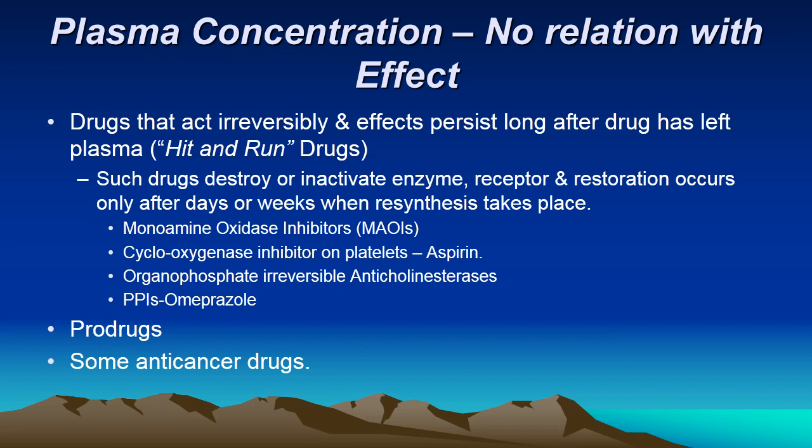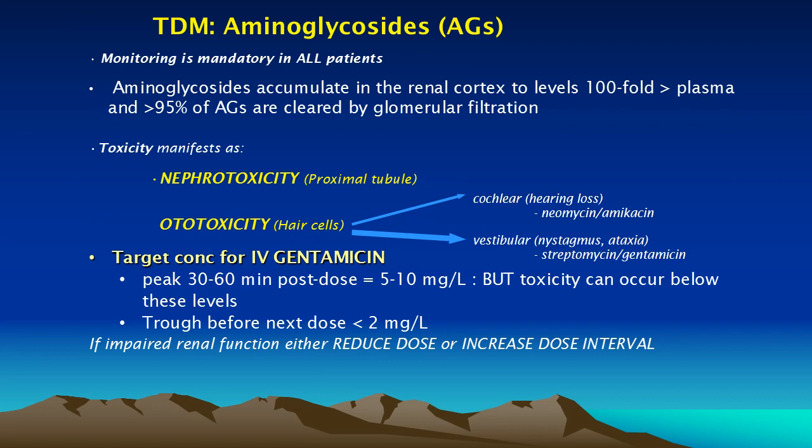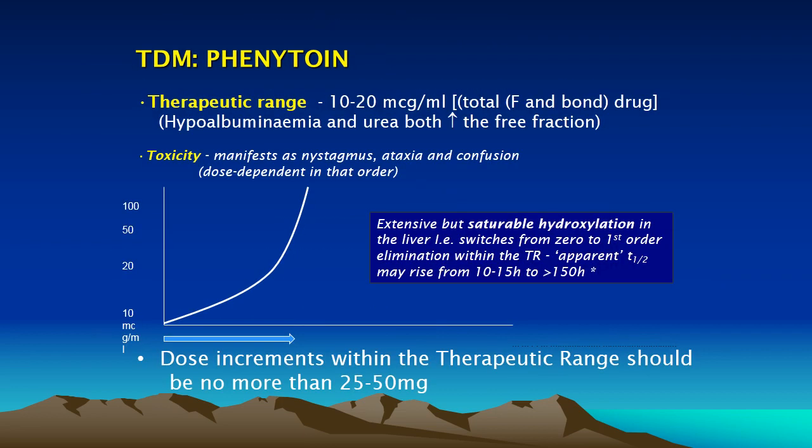Prodrugs and anti-cancer drugs, not all but some, are also of the same type. Now, some examples of therapeutic drug monitoring: aminoglycosides have characteristics which necessitate estimation of blood level to avoid nephrotoxicity and ototoxicity, and therefore blood sampling can be done. Peak occurs 30 to 60 minutes after the dose, and trough occurs just before the next dose. Therefore, trough levels can be measured.